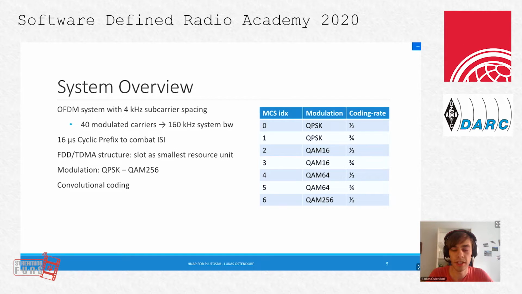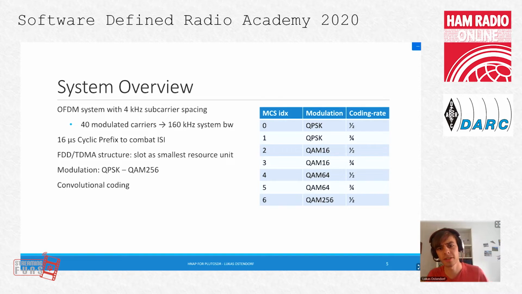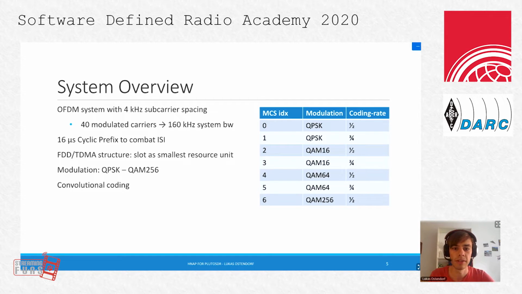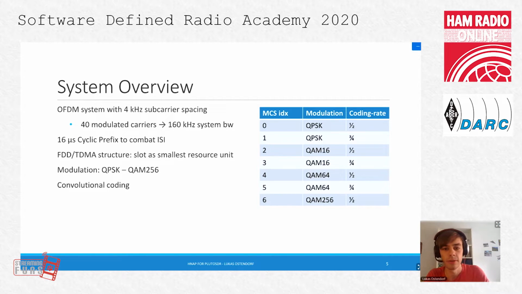Here's the system that we came up with. So it's an OFDM-based system with 4 kilohertz subcarrier spacing. We chose OFDM because with OFDM it's really easy to reconfigure the system bandwidth. We just define either more or fewer subcarriers to be modulated, and this changes the system bandwidth really easily. So for our application scenario of a 200 kilohertz channel, we defined that 40 of those subcarriers will be modulated, resulting in a 160 kilohertz system bandwidth.